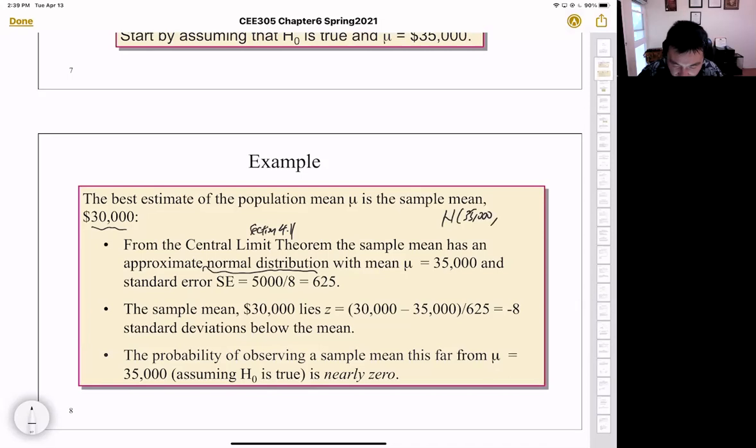And the standard deviation is a function of the sample standard deviation and sample size. So 5,000 over the square root of the sample size, 64, so that is 625. So the variance will be 625 squared. So this is the null distribution.